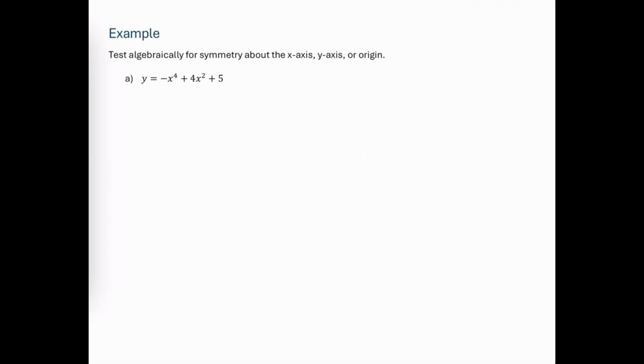We're asked to algebraically test for symmetry about the x-axis, the y-axis, and the origin. And we're actually going to have to do this 3 times, one for testing each type of symmetry. So our test for determining whether or not we have x-axis symmetry is to plug in negative y for every y in the equation, and then simplify the equation.